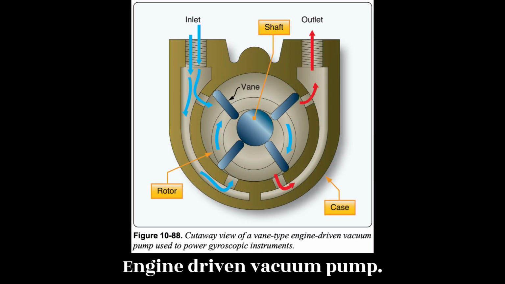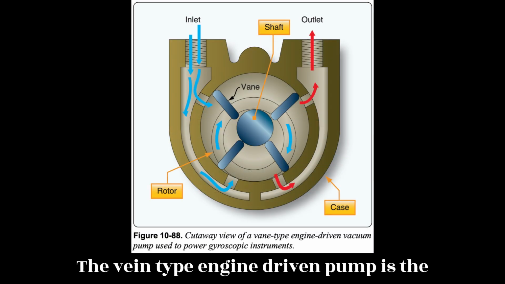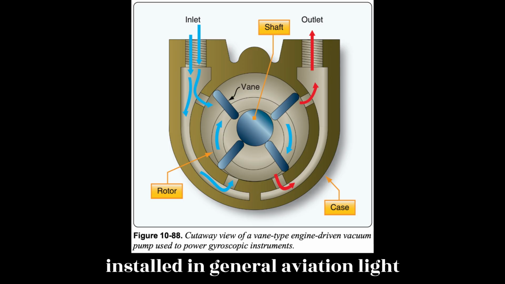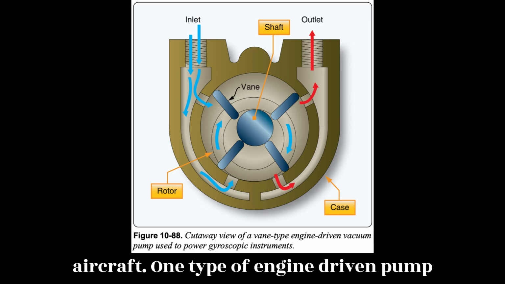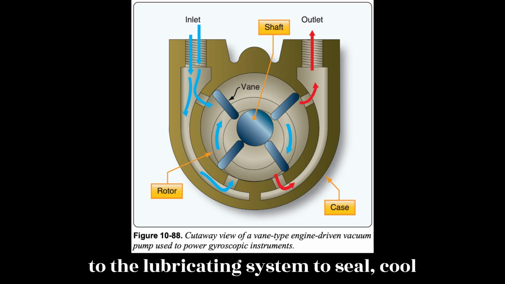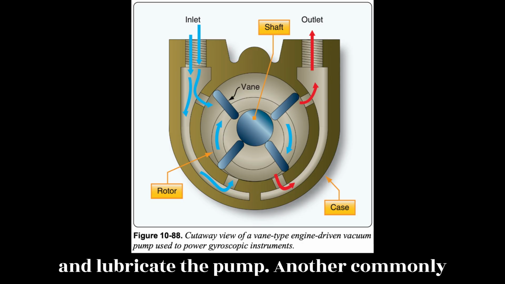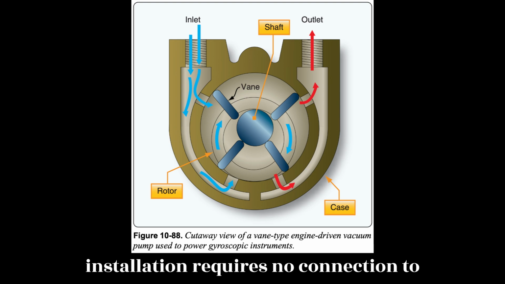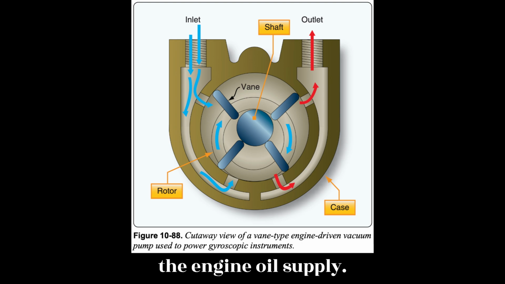Engine-driven vacuum pump. The vane-type engine-driven pump is the most common source of vacuum for gyros installed in general aviation, light aircraft. One type of engine-driven pump is geared to the engine and is connected to the lubricating system to seal, cool, and lubricate the pump. Another commonly used pump is a dry vacuum pump. It operates without external lubrication and installation requires no connection to the engine oil supply.